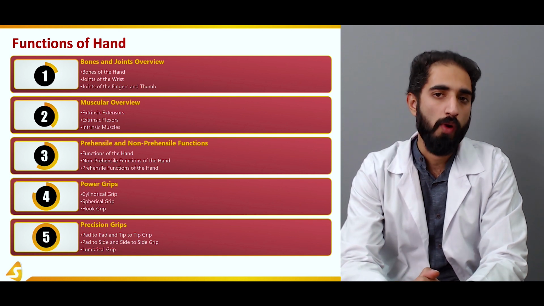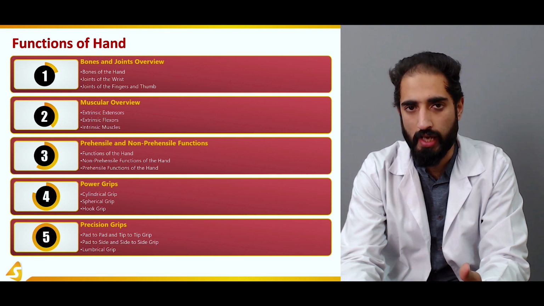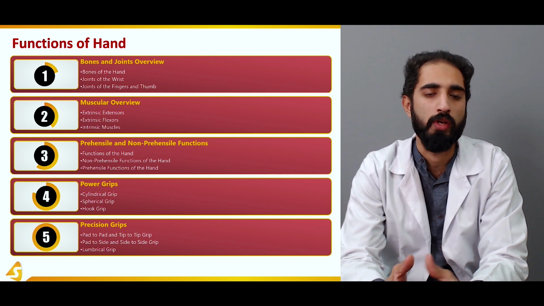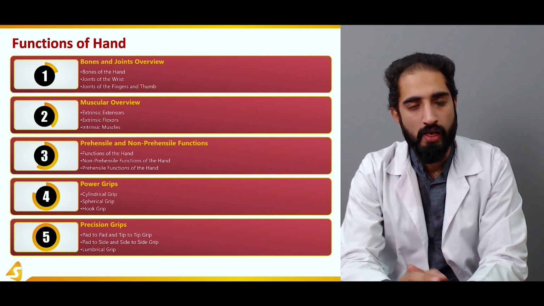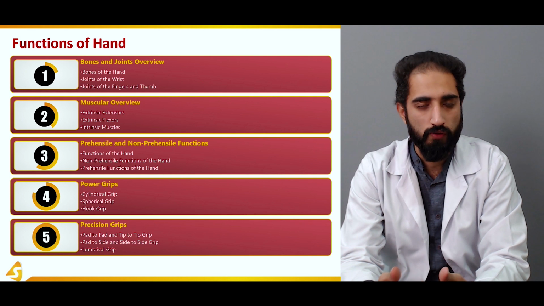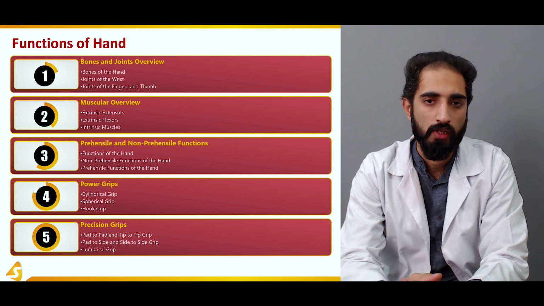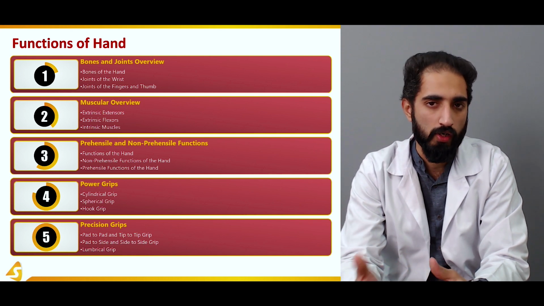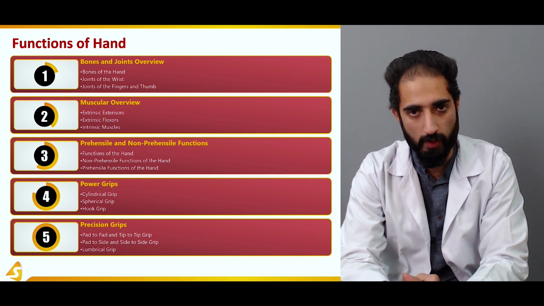Moving on, we're going to talk about the functions, and when we talk about the functions, we're going to talk about the general functions of the hand, as well as we're going to focus on both the prehensile functions and non-prehensile functions of the hand. And talking about the prehensile functions, which is one of the most important and significant functions of the hand, we're also going to talk about the different types of grips or the prehension functions that the hand can perform, including both the power grips and precision grips.